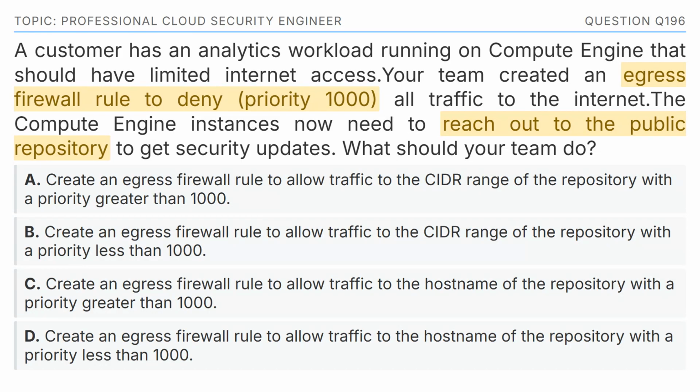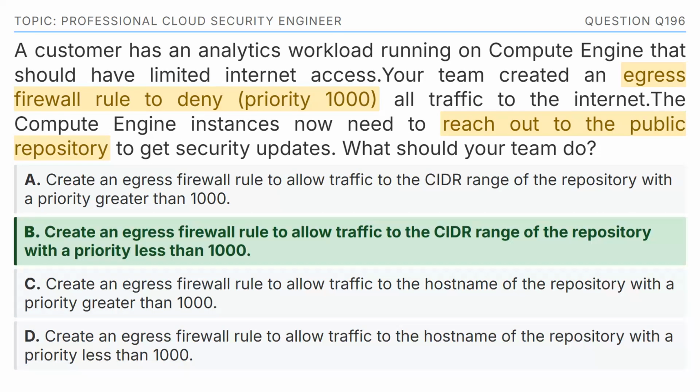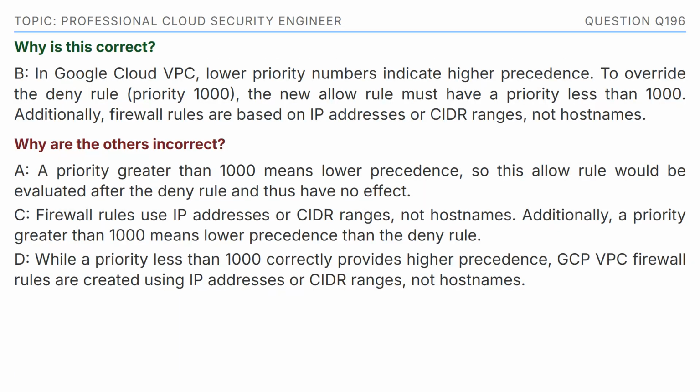To arrive at the correct answer, we focus on the keywords: egress firewall rule to deny, priority 1000, reach out to the public repository. The correct answer is option B, create an egress firewall rule to allow traffic to the CIDR range of the repository with a priority less than 1000. Why is this correct? B. In Google Cloud VPC, lower priority numbers indicate higher precedence. To override the deny rule, priority 1000, the new allow rule must have a priority less than 1000. Additionally, firewall rules are based on IP addresses or CIDR ranges, not hostnames.